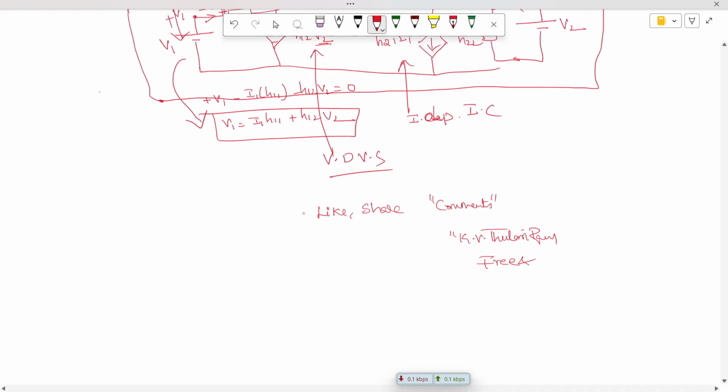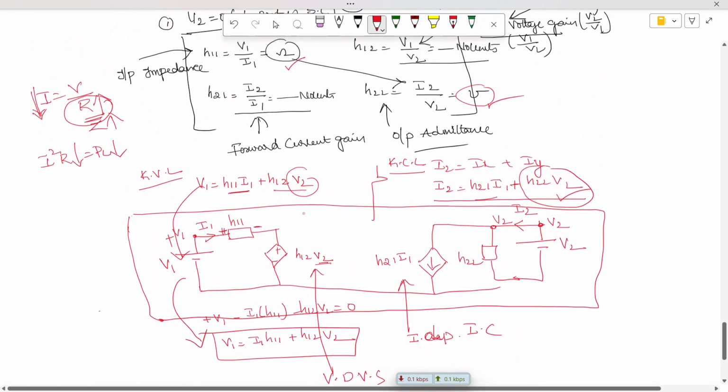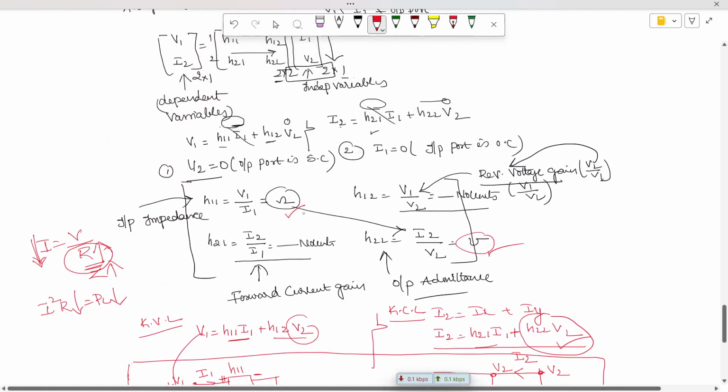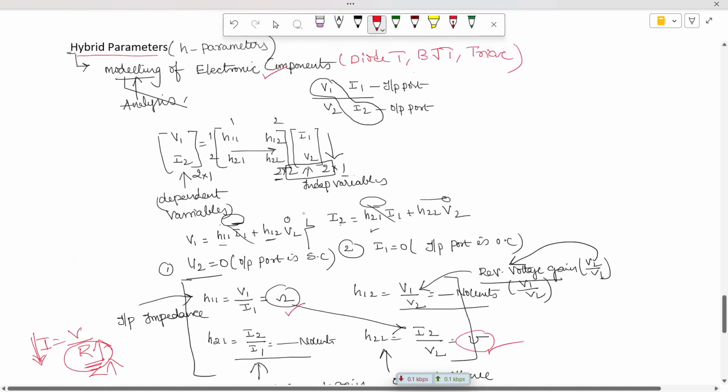Hope you understood well. And this is the equivalent circuit. This is the equivalent circuit of our H parameter model. This is how to represent the H parameter model.